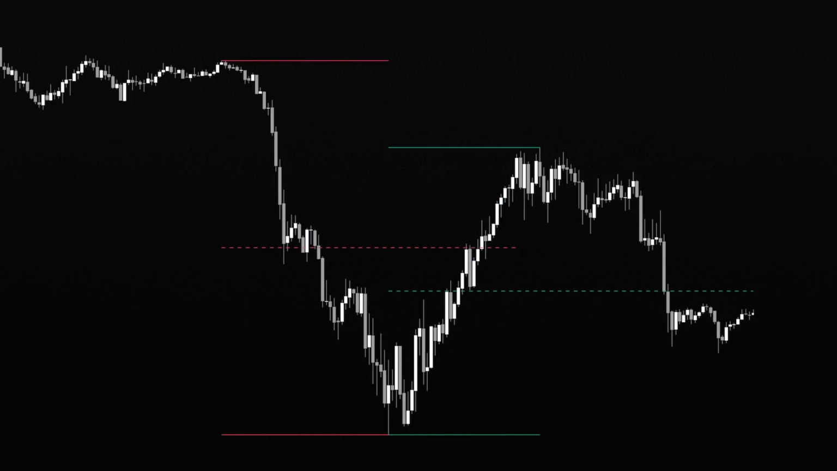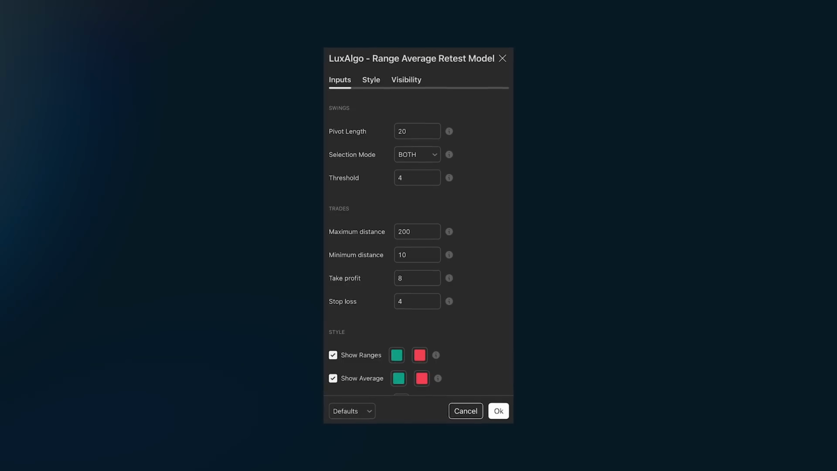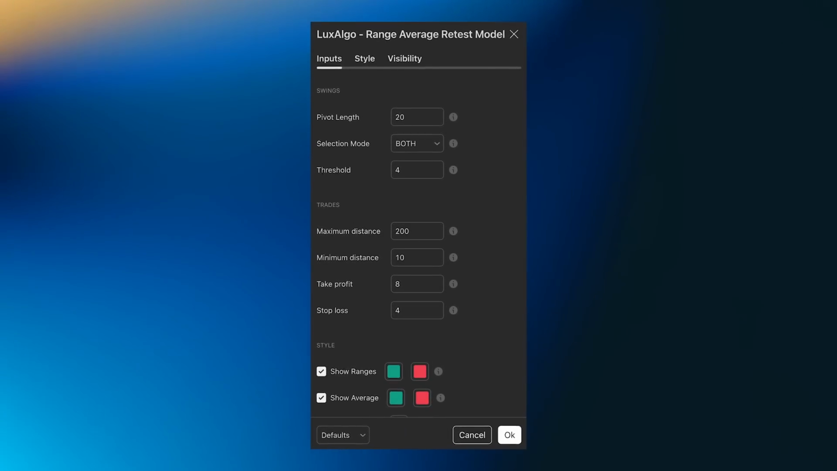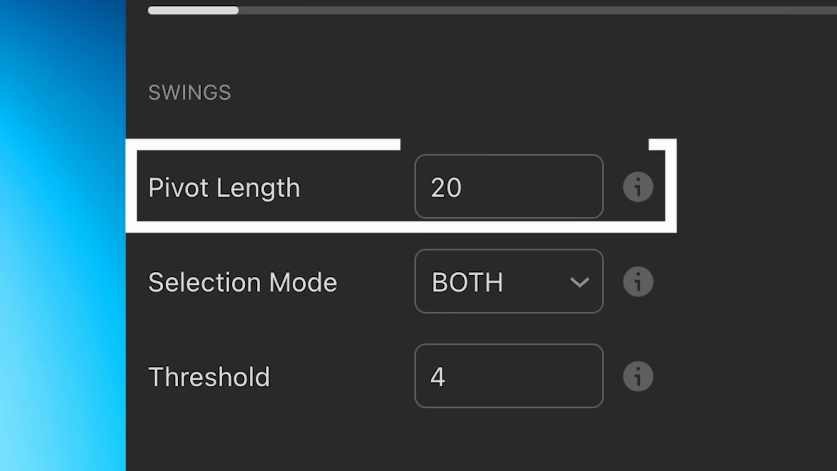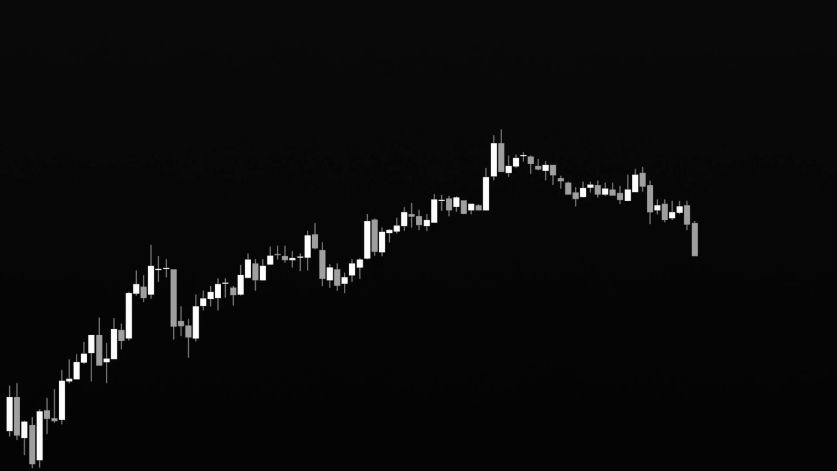If the automatically detected ranges don't match your preferences, you can easily customize them. Simply head into the settings and adjust the pivot length. Default is 20. This setting determines that a valid swing high or low must have at least 20 candles on either side that are lower for highs or higher for lows.